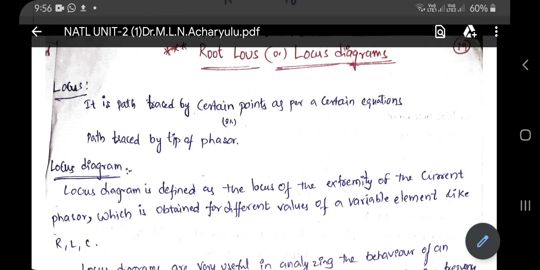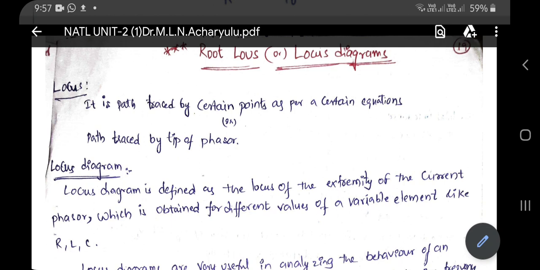Peter's Engineering College. So today we are going to talk about the root locus diagram, which is very important to find the path traced by the tips of the phasor, and it can be extended to the path traced by certain points as per certain equations. We need to identify two cases: one is the variable resistor with fixed inductance, and vice versa.